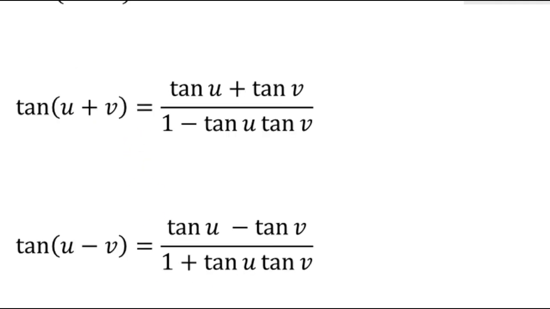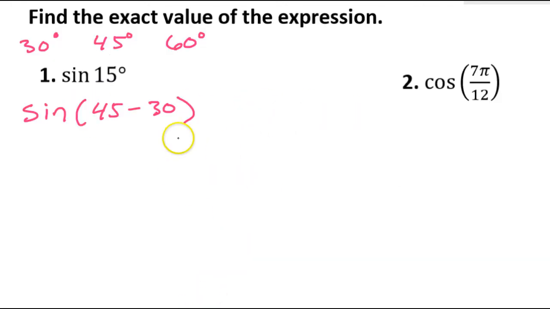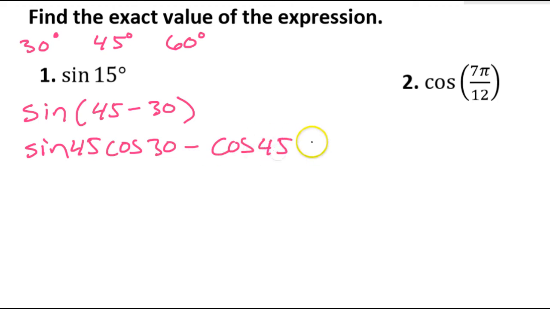Okay, so looking at the formulas, when you have this, it's going to be sine, cosine, cosine, sine. And if subtraction, it stays subtraction. So sine, cosine, cosine, sine. So this is going to be sine 45 cosine 30 minus cosine 45 sine 30.